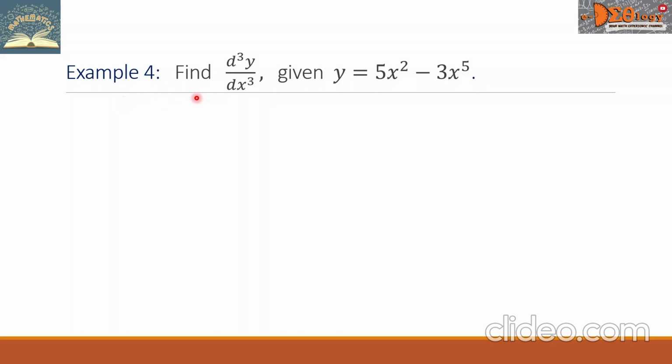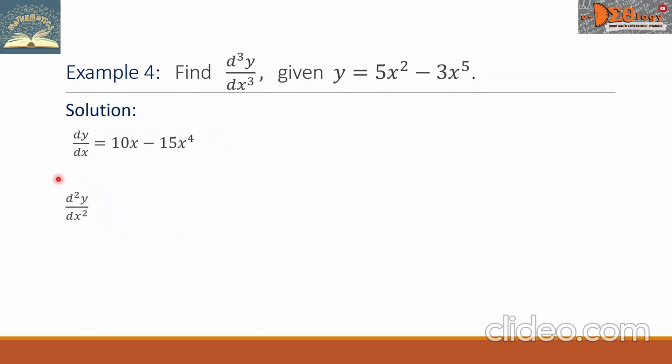Example 4. Find the third derivative. This is the notation. Given y equals 5x squared minus 3x raised to 5. Let's start with the first derivative, and this is the notation, dy over dx. Let us now differentiate each of the terms of the function. For the first term, the derivative is 10x minus 15x raised to 4.